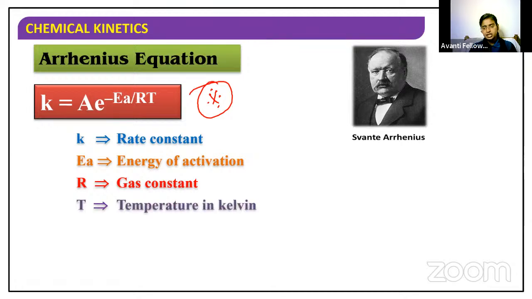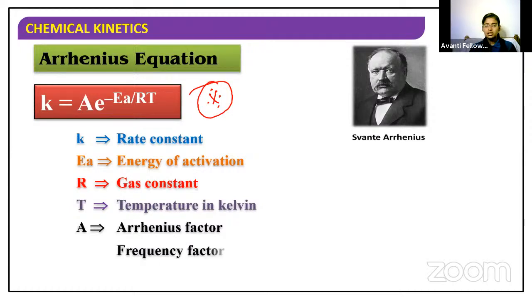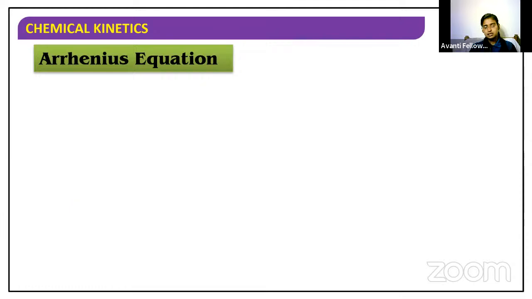T is the temperature in Kelvin, and A is the Arrhenius factor, or we can call this the frequency factor or pre-exponential factor also. So A has three names: frequency factor, Arrhenius factor, pre-exponential factor. Okay, so try to memorize this equation and understand all the terms and letters involved here. Clear for all of you? Did you all take this equation in your notebook? Shall I move on to the next part? Okay. Yeah. Here A is the Arrhenius factor.